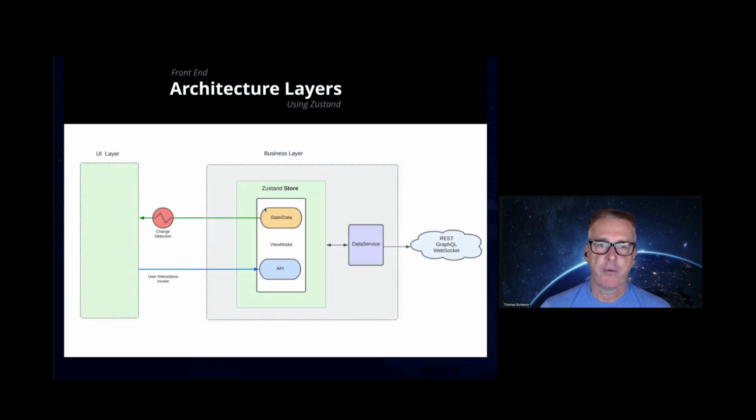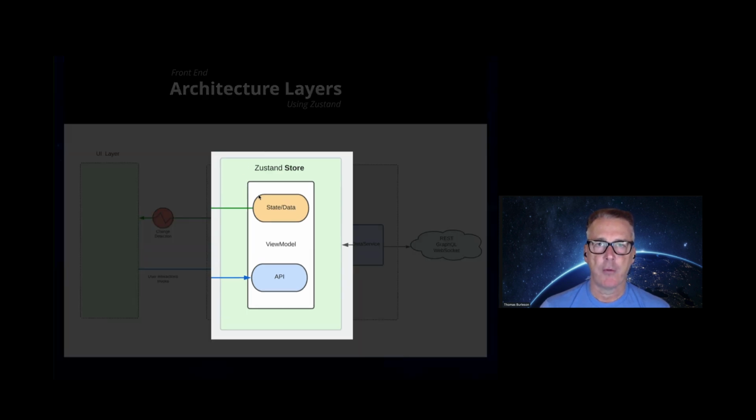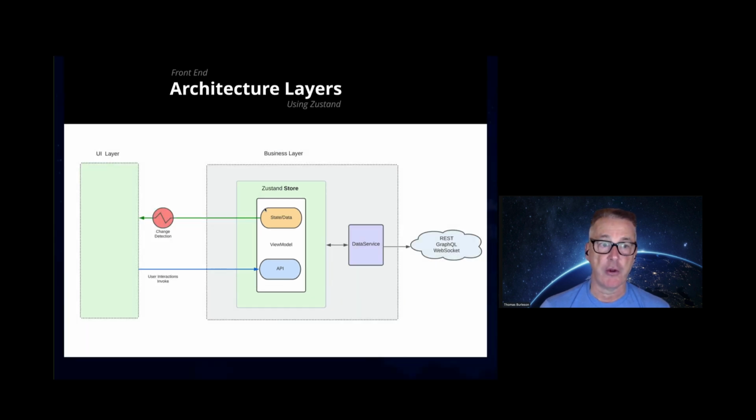So with Zustand, you actually create your view model inside Zustand. And then Zustand publishes that view model out to the outside world, and then you can use it in your UI layer. And you can make calls back from your UI layer right back into your API. And that API can do anything it needs to do. It could talk to the data service, could do other things.